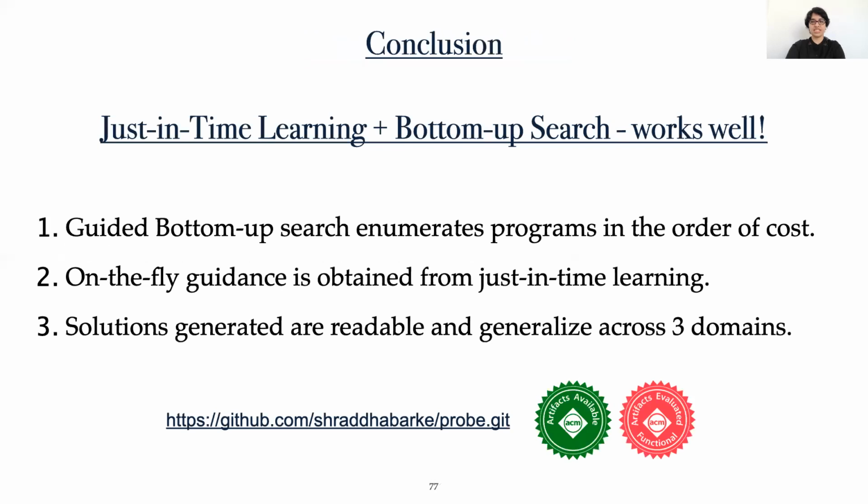In conclusion, just-in-time learning and bottom-up search work well together. We enumerate programs in the order of cost during guided bottom-up search using on-the-fly guidance from just-in-time learning. We are faster than state-of-the-art in guided search, and the solutions generalize well across 3 domains.